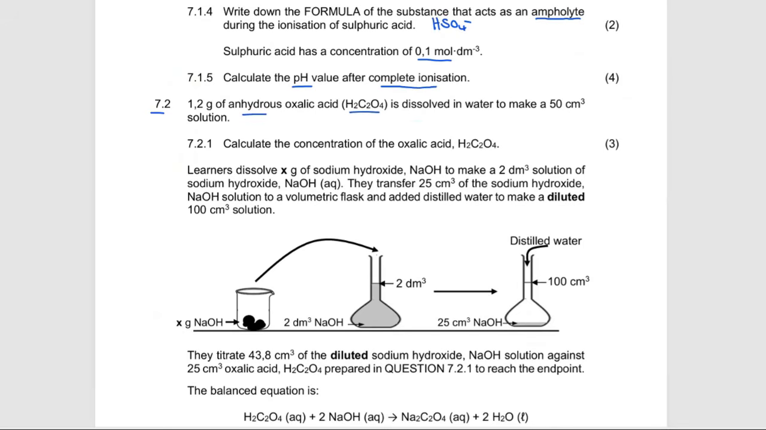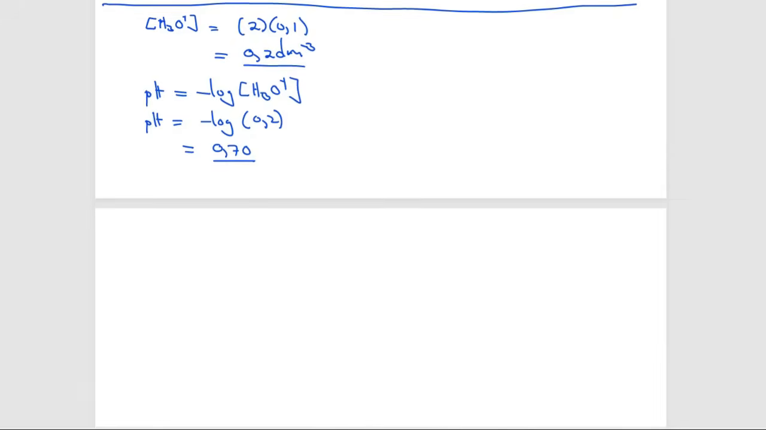Then moving on to 7.2, it says here 1.2 grams of anhydrous oxalic acid, which is H2C2O4, is dissolved in water to make a 50 cubic centimeter solution. Then we are asked to calculate the concentration of the oxalic acid, H2C2O4, right? So now I'm going to opt for this formula: C is equivalent to m over MV, right?